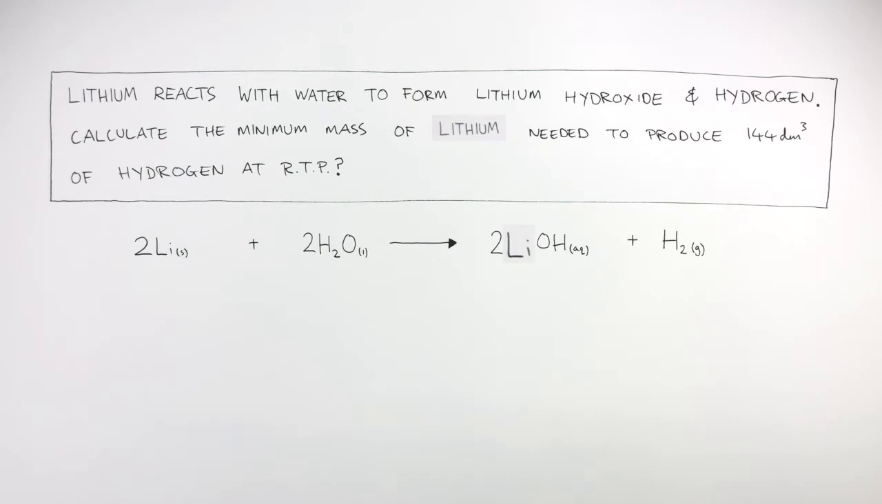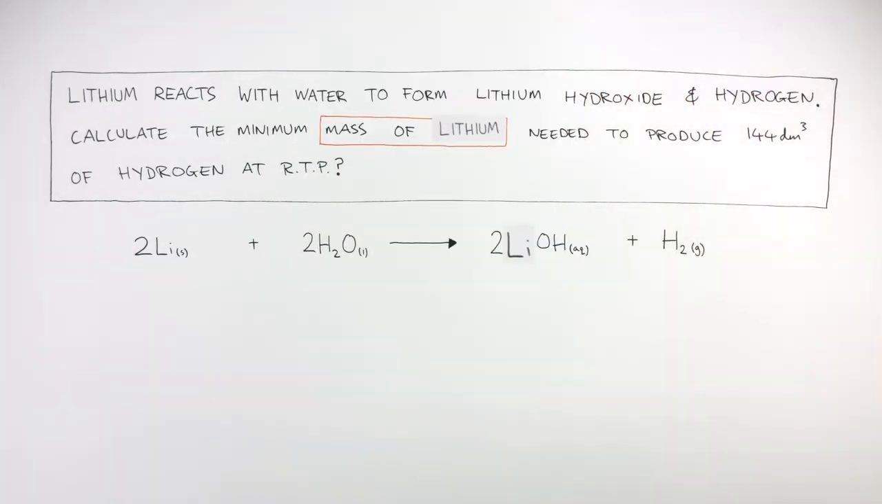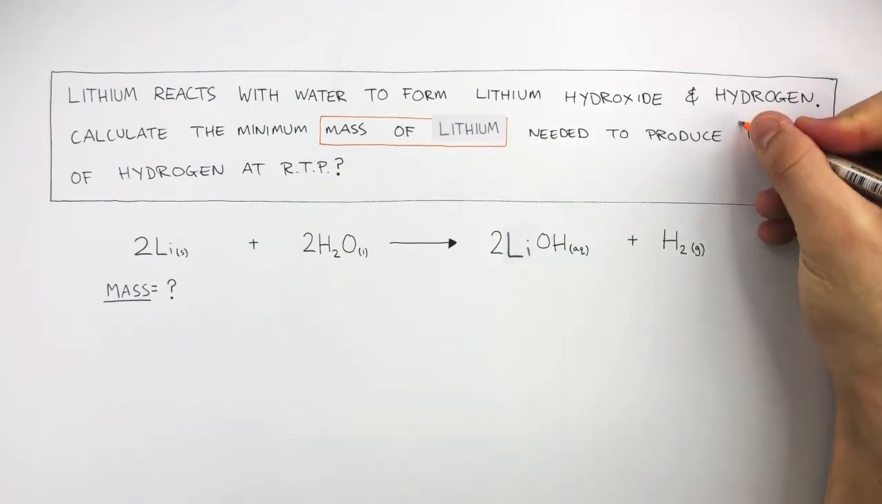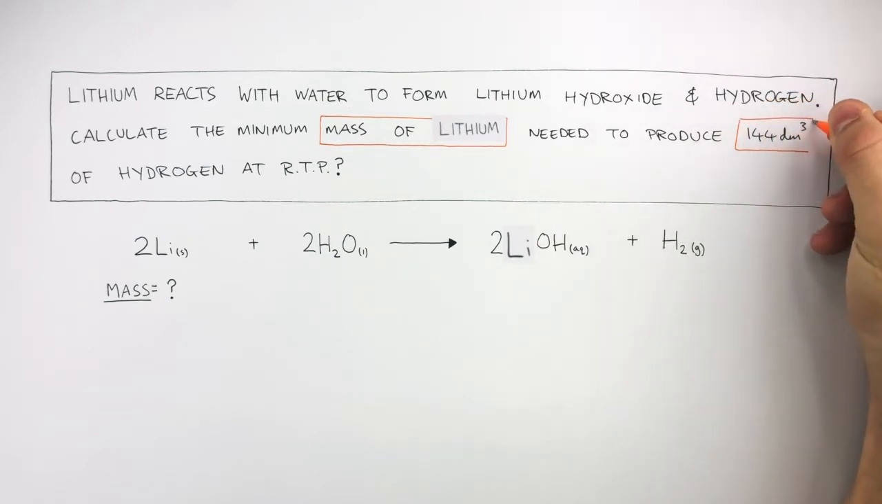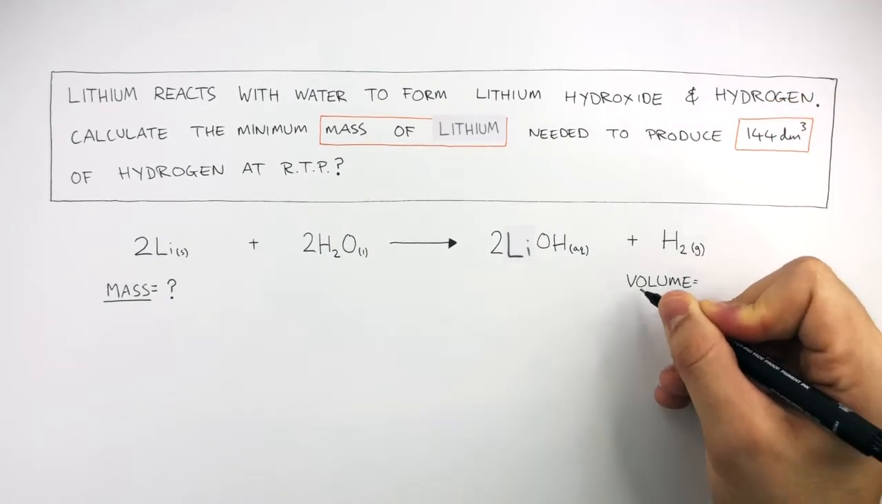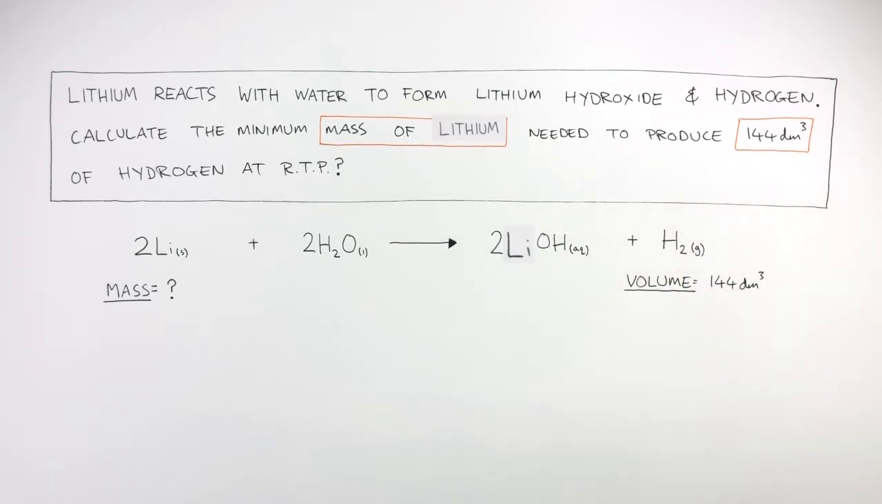The question is asking us to calculate the minimum mass of lithium, so we write mass under Li with a question mark to remind us this is what we're trying to calculate. And we're actually trying to calculate the minimum mass of lithium needed to produce 144 decimeters cubed of hydrogen. So we write volume under hydrogen and 144 decimeters cubed, as this is the volume that we are given.